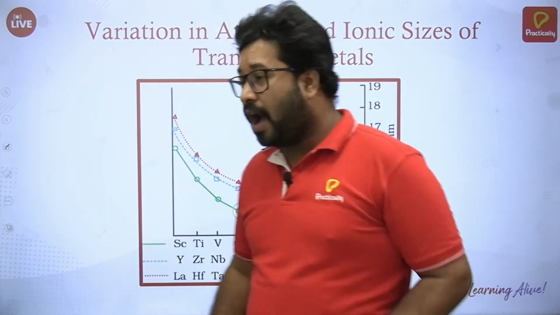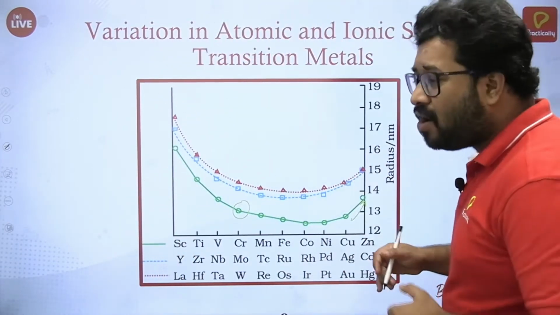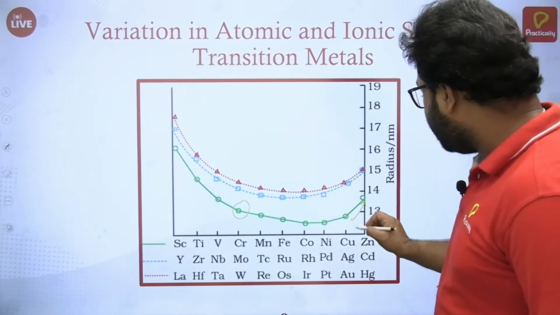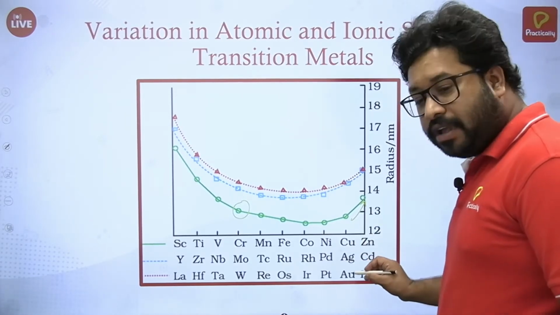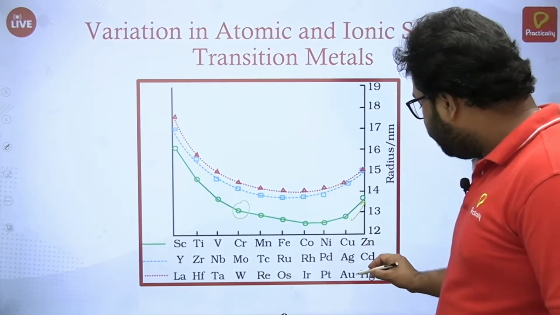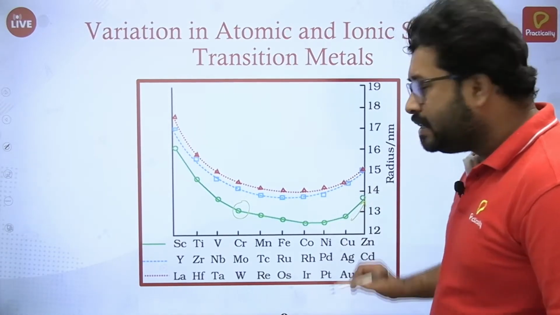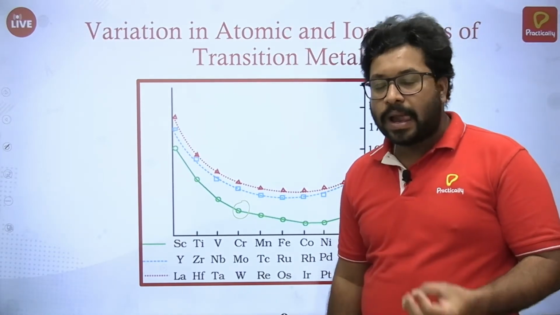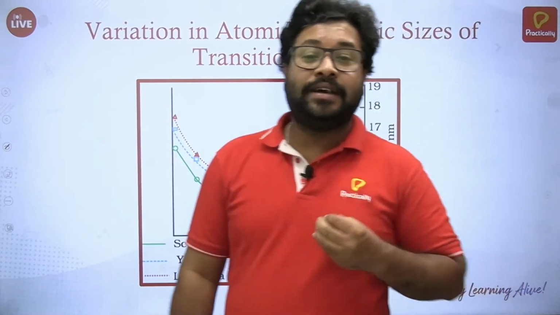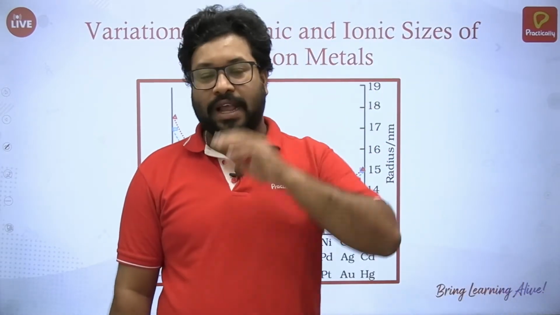And that is why, whenever you can see all the elements, you can see here copper, when you go from copper to zinc, whenever you go from silver to cadmium, whenever you go from Au to Hg here, size has increased. Why? It's because of inter-electronic repulsion only. Okay, that is for the 3D series.